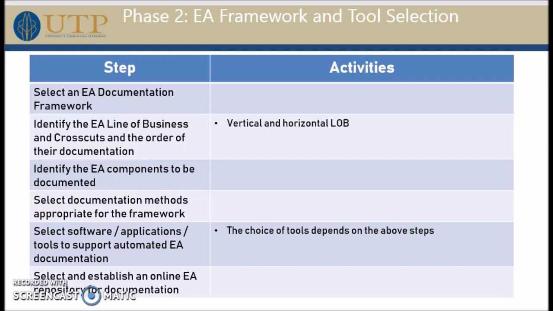The next step is identify the EA line of business and crosscuts and the order of their documentation. So in this second step of phase 2, what you are going to look into is the line of business. Line of business are basically distinct activities of an organization. It consists of the components, right? The vertical components and also the horizontal components. There are also cross-cutting components.